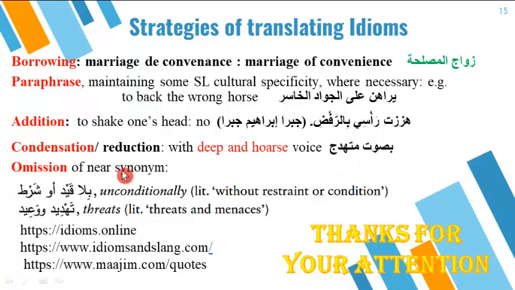Omission means to delete one word, a synonym, for example. In Arabic, repetition is allowed. In English, if two words have the same meaning, it may not be acceptable to use both of them, but you should only use one of them. For example, بلا قيد أو شرط becomes unconditionally. تهديد ووعيد, threats.